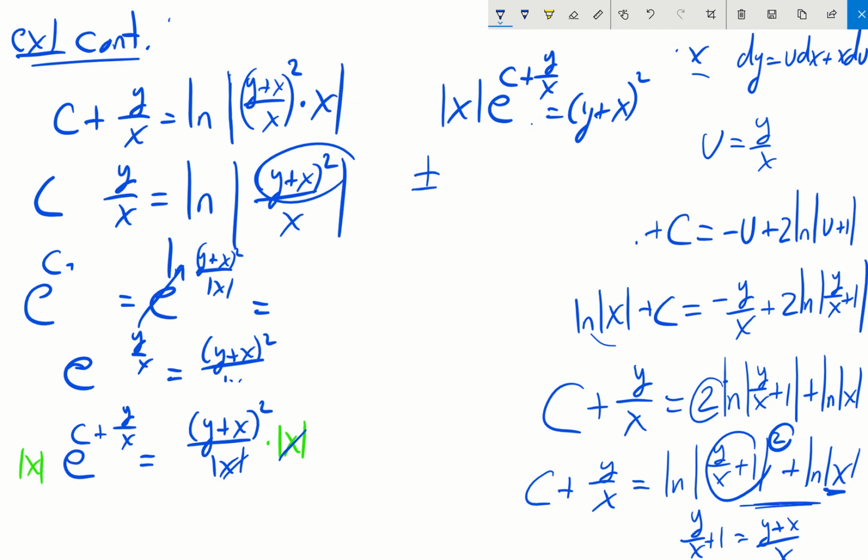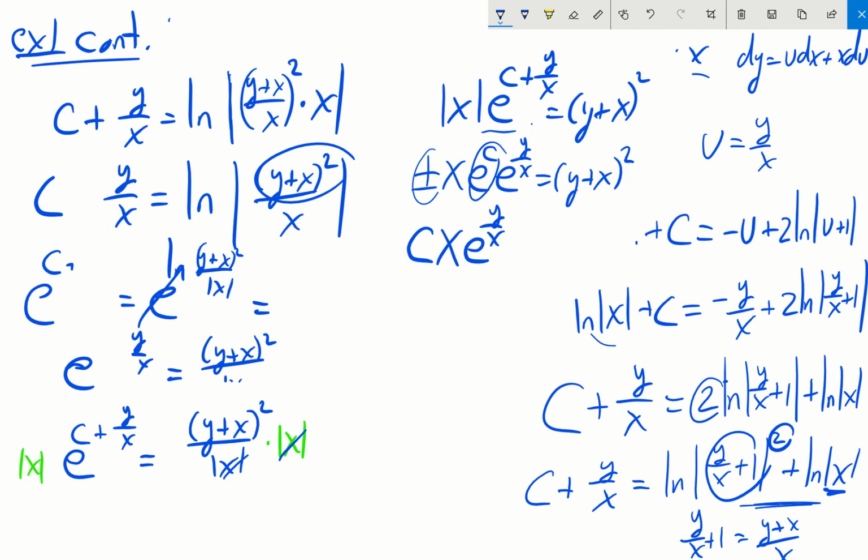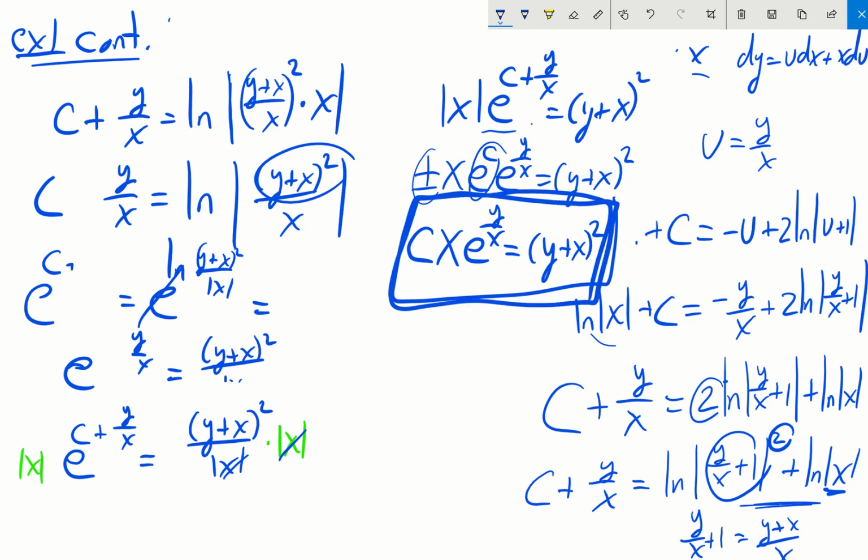We've seen this trick before, but the absolute value of x could be plus or minus x. This thing is e to the c times e to the y over x equals y plus x squared. E to the c is a constant. We can just write that as a constant, and we can also absorb the plus minus sign into that constant. So we'll call this cx e to the y over x equals y plus x squared. And that's our solution. It's a pretty nice form that implicitly defines y as a function of x and would be the solution to our differential equation.